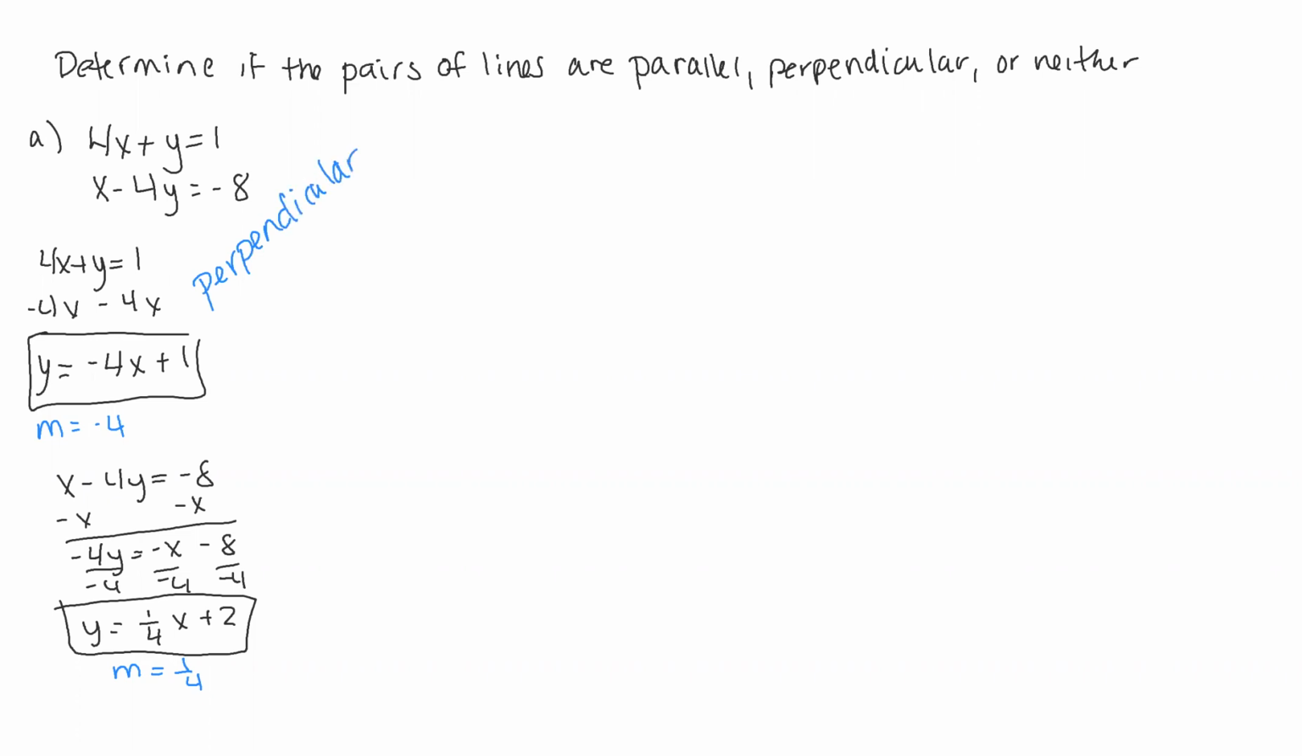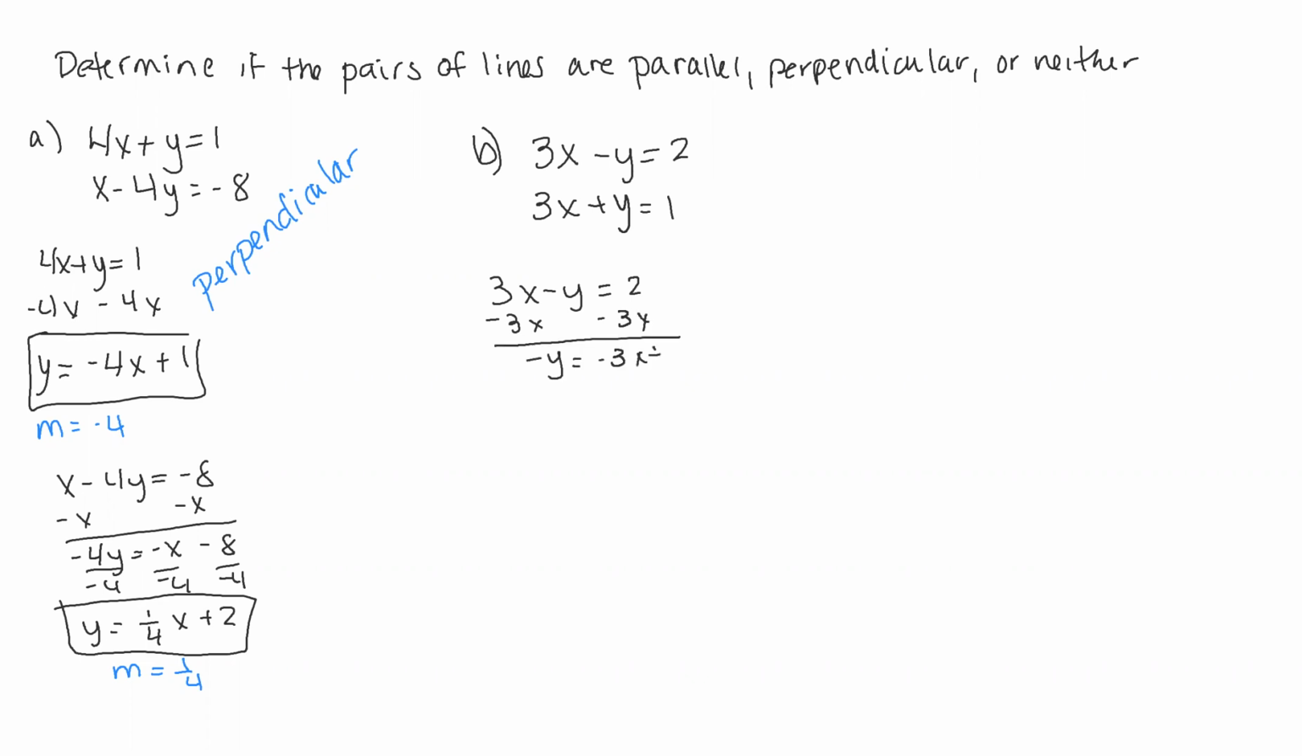All right, let's look at another example. For the next example, let's say that we have 3x minus y equals 2 and 3x plus y is 1. Just like the previous example, I'm going to take each equation and solve for y. So I have 3x minus y is 2. I'm going to subtract my 3x. That's going to give me negative y equals negative 3x plus 2.